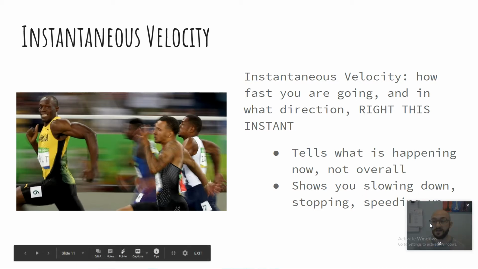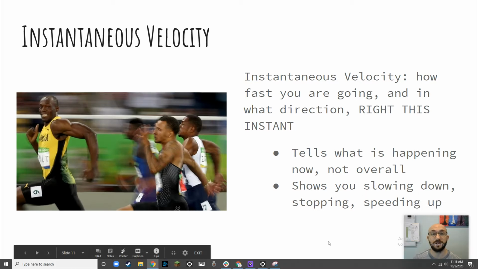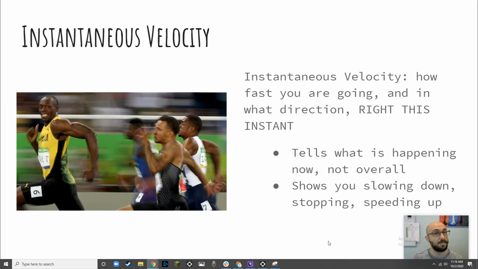The instantaneous velocity will tell you what your velocity is at that moment. So if you speed up, the instantaneous velocity will go up. If you slow down, the instantaneous velocity will go down. This is what we graph. This is what in physics we usually care more about.